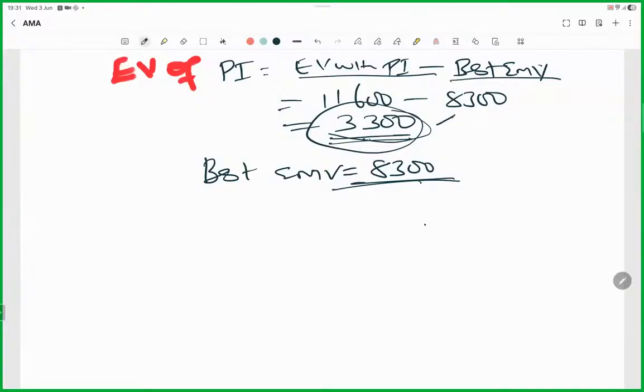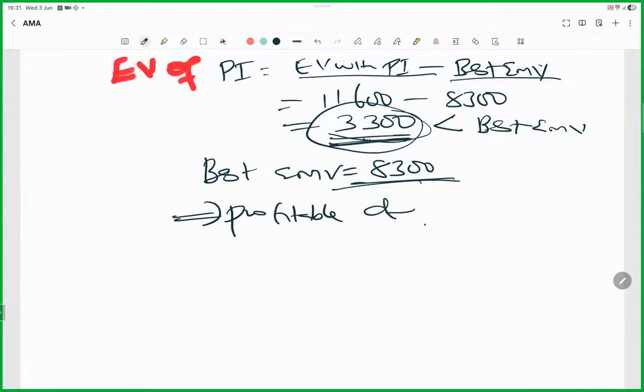We are okay because this is less than the average monetary value. It is less than the best EMV, so we are okay paying this amount. We pay this amount, and we expect, it's called expected monetary value, to get 8,300, meaning that this will be a profitable decision.